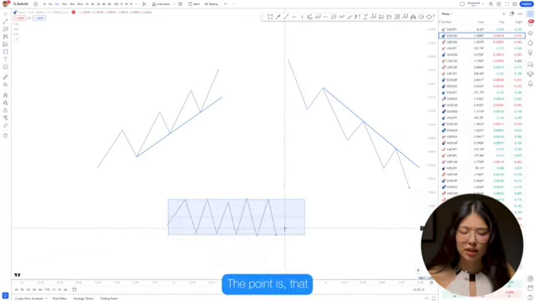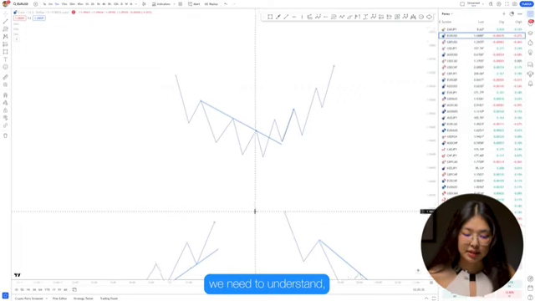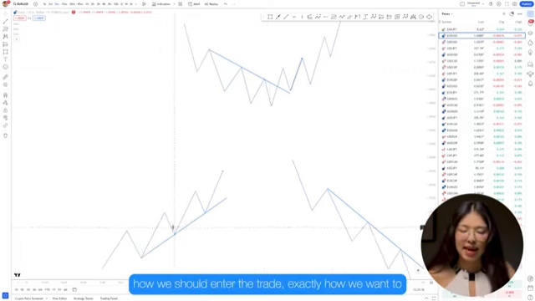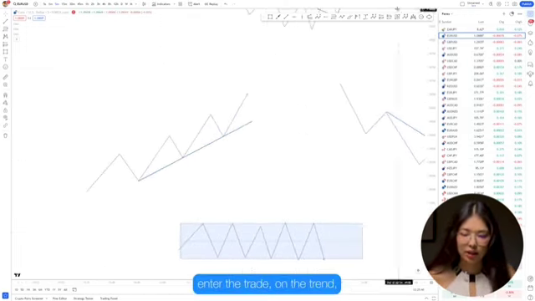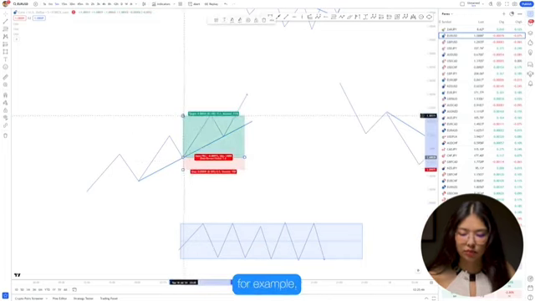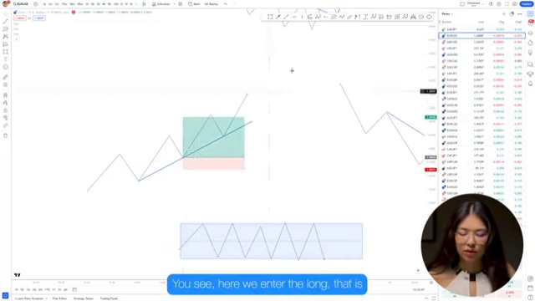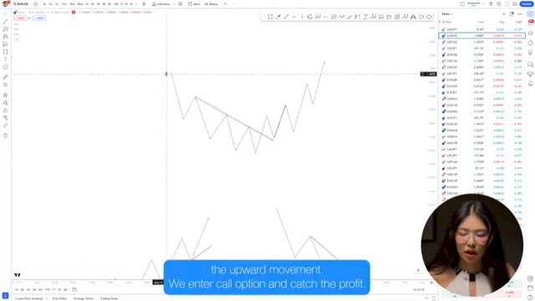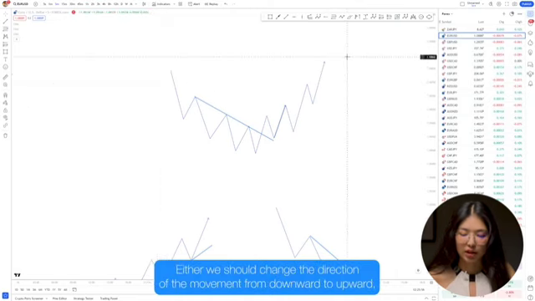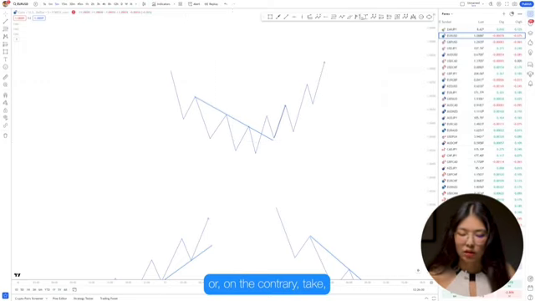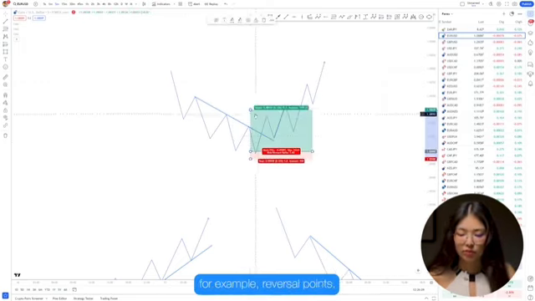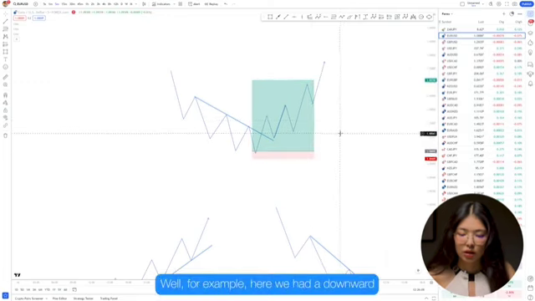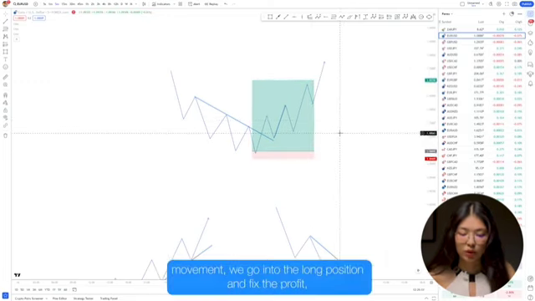So the point is that we need to understand how we want to enter the trade, on the trend, for example. You see here we enter long, that is the upward movement, and we enter a call option and catch the profit. Either we should catch the change of direction of the movement from downward to upward, or on the contrary, take reversal points. So here we had a downward movement. We go into the long position and fix the profit.